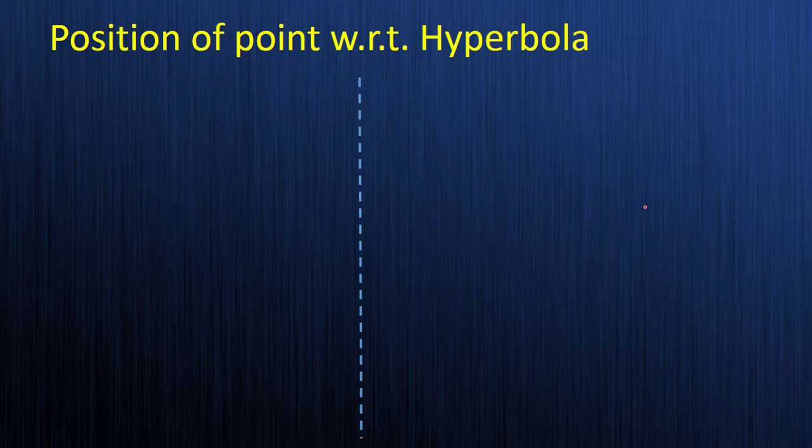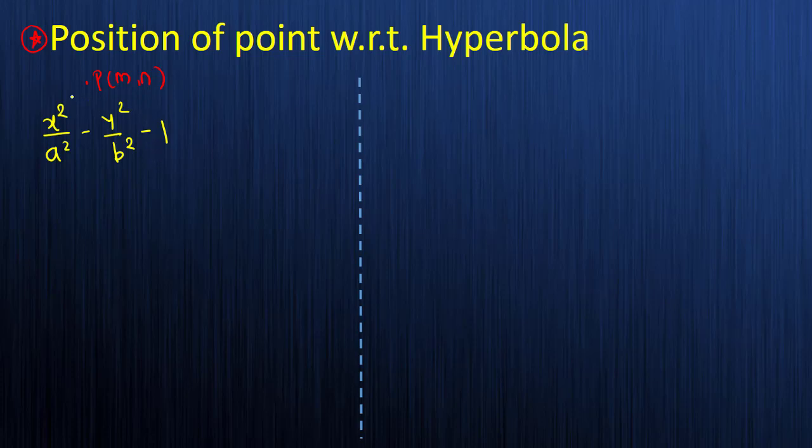The next concept we have is the position of a point with respect to the hyperbola. This concept we have seen everywhere: in straight lines, in the circle, in the parabola, in the ellipse, and now in the hyperbola. In each and every topic, the concept remains the same. With respect to the hyperbola, the point P(m, n) can lie inside the hyperbola, outside the hyperbola, or on the hyperbola. For that I require the equation of the hyperbola, that is x square by a square minus y square by b square, and I will take minus 1.